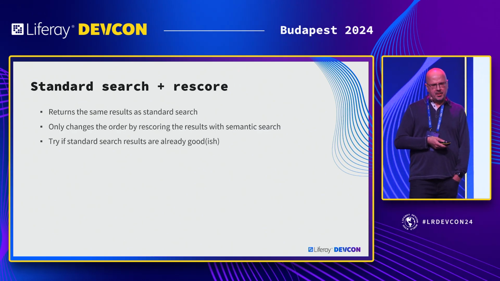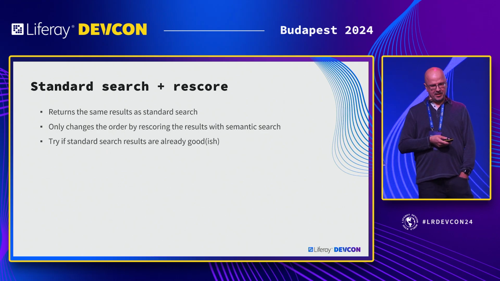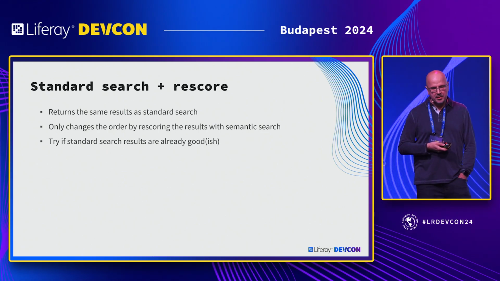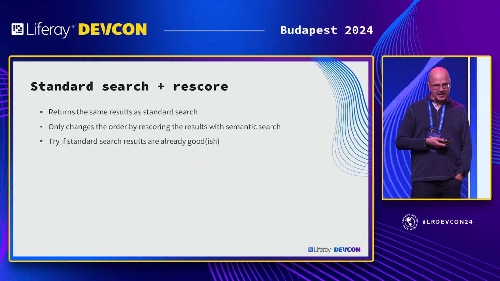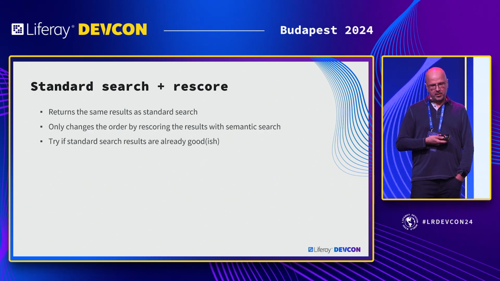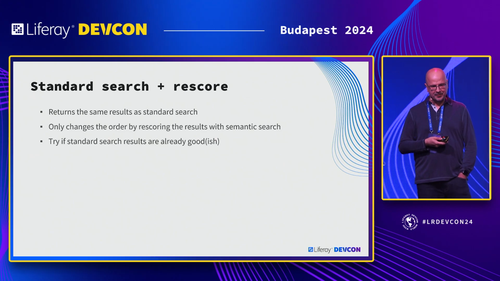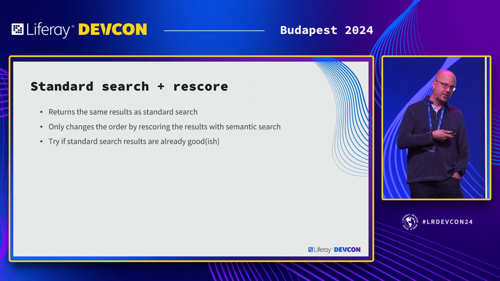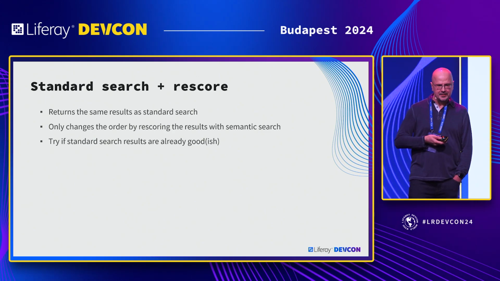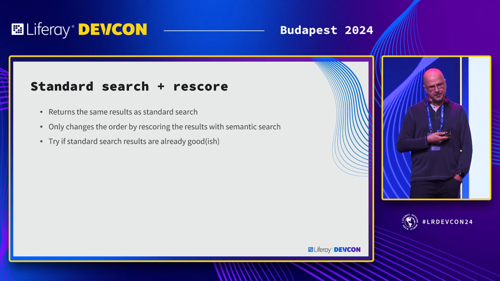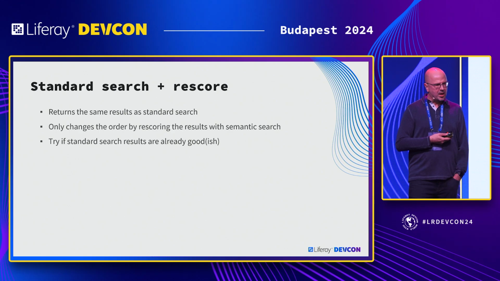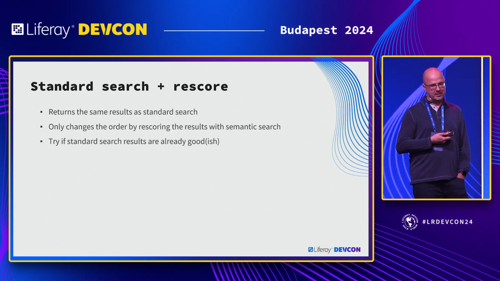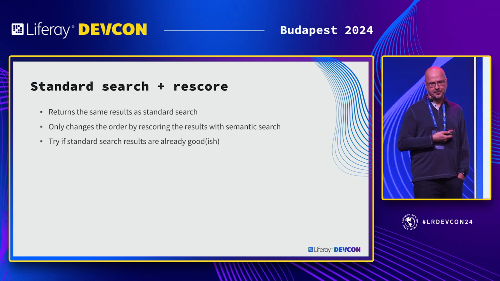The standard search plus rescore is the safest way to start. It returns the same results as standard search. It only changes the order of those by rescoring them with the help of semantic search. So it doesn't necessarily change the original result set, but only the order of those. This is something to try if the standard search already works kind of goodish in your environment.